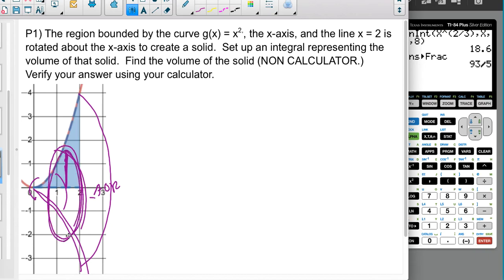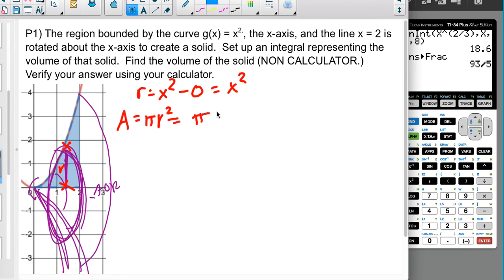And again, I did a terrible job drawing it, but if we take one disc somewhere in the middle, it's going to look like this. Right, that's my one disc. And again, I did a terrible job drawing it, but that's okay. So my radius is going to be top minus bottom. So the radius is going to be the top curve, which is x squared, minus the bottom, which is 0. In this case, my radius is just x squared. The area of a disk is pi r squared, so that's going to be pi x squared squared, or pi x to the 4th.